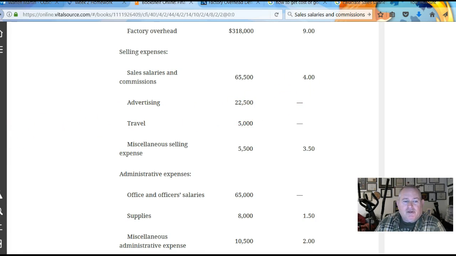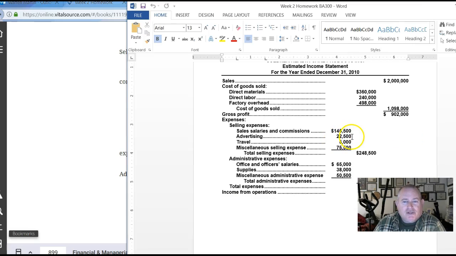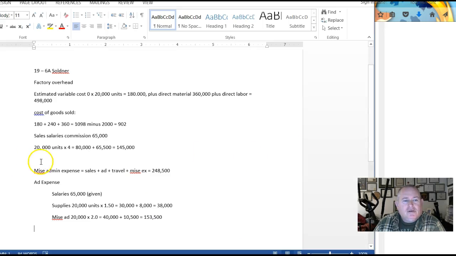So depending on what you're doing, the advertising and this travel are given to you. So those are already given to you. You just plug those in, advertising, travel. The miscellaneous selling expense, all right, you've got 2 numbers here you're going to do again. So for miscellaneous, you're going to do the sales plus the average, and add those up.